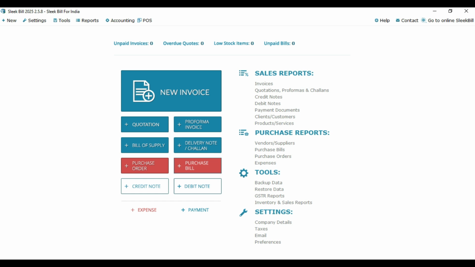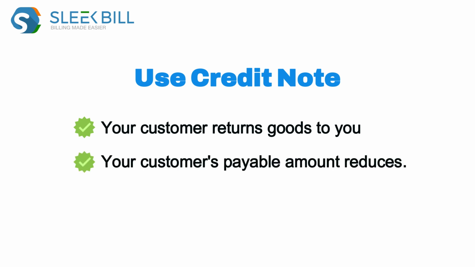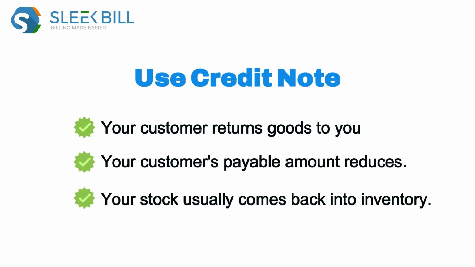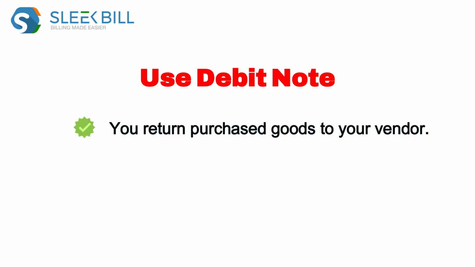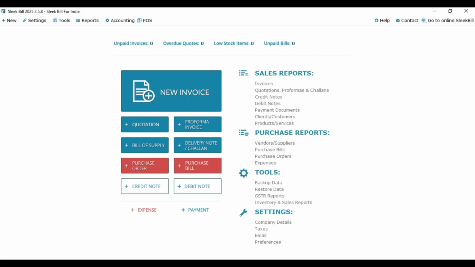Let's get started. Before we jump into the software, let's understand the basics. Credit note, used when your customer returns goods to you. Your customer's payable amount reduces. Your stock usually comes back into inventory. Debit note, used when you return purchased goods to your vendor. Your payment to the vendor reduces. Those items leave your inventory. Now let's see both scenarios in Sleek Bill.